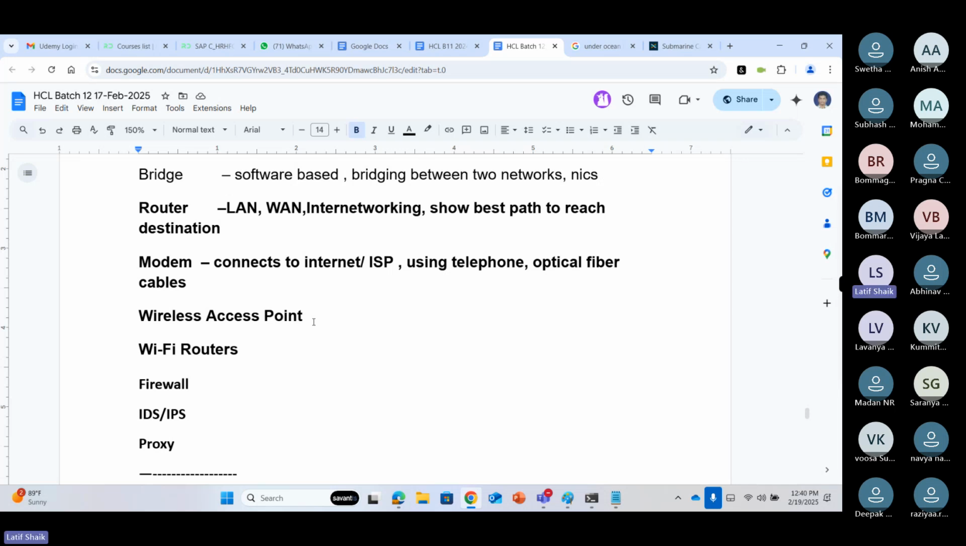Wireless access points are used to connect wireless devices. It provides wireless connectivity. So it creates a WLAN, wireless LAN. Okay, wireless LAN.